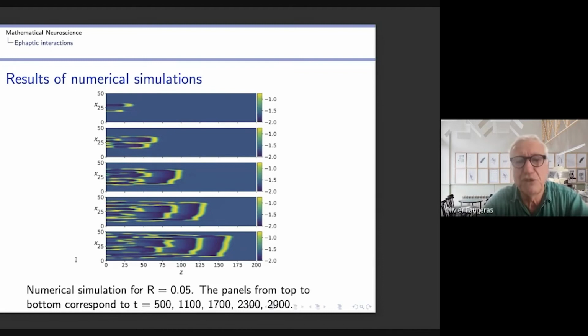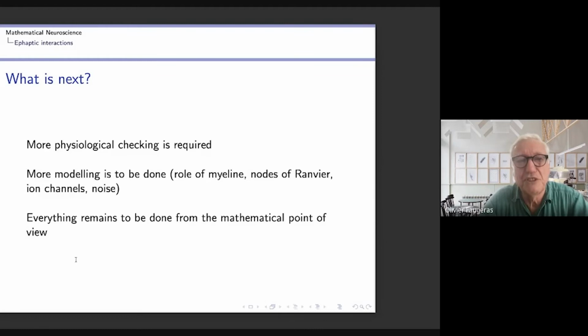So what's next? I think it's an interesting subject. More physiological checking is required to understand this better. More modeling is to be done. They don't have any myelin. They don't have nodes of Ranvier. They don't have ion channels. They don't have any noise. And from the mathematical point of view, everything remains to be done, in my opinion. They did a nice typical physics analysis. They wrote down the equations and they ran simulations. But they prove close to nothing.